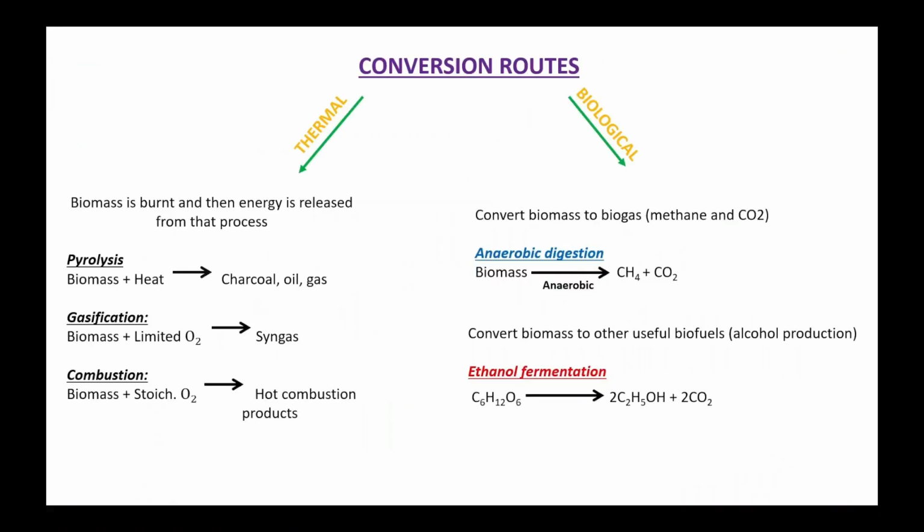So that's what I have given in the form of a comparison. In the thermal process, you have the biomass. The biomass is burnt either in excess supply of oxygen, or limited oxygen, or in the absence, or a very deficient amount of oxygen. And we have these three different types of processes. In case of the biological conversion routes, that's what we are going to discuss today.